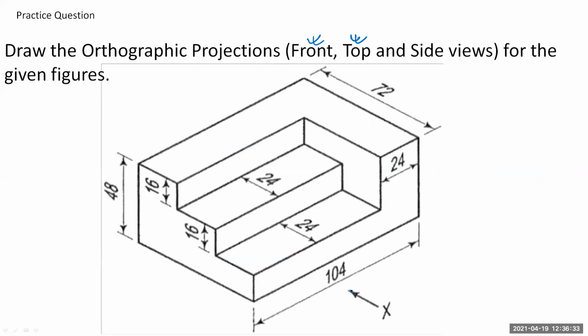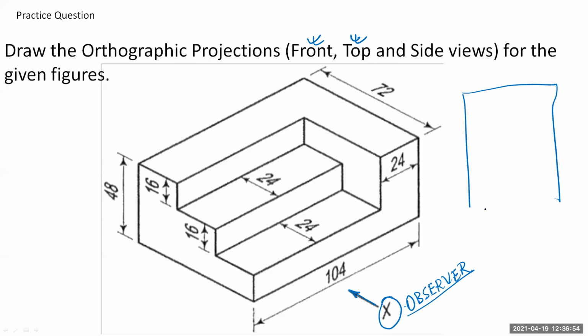The observer is looking from this side. You can see one arrow is over here. This is your observer. You try to draw its front view and top view in the same pattern.